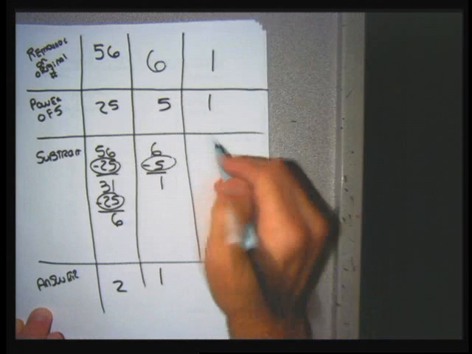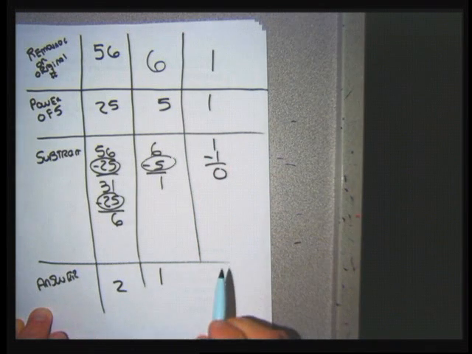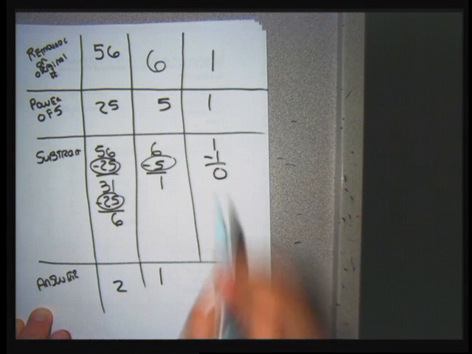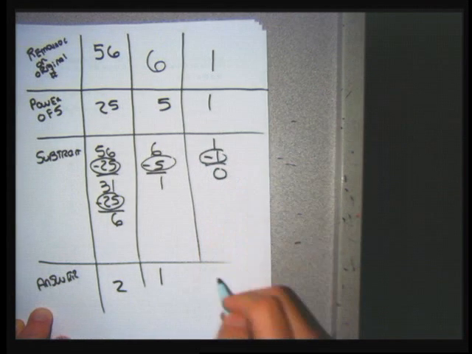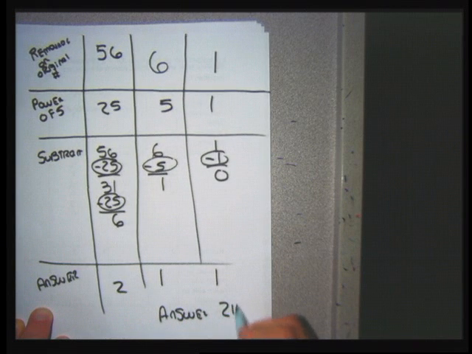Last subtraction, 1 minus 1 is 0. I've used up all my powers of 5. I'm down to 0. I'm almost done. Just need to write a 1 down here. And now I'm going to write my answer. My answer is going to be 211 base 5.